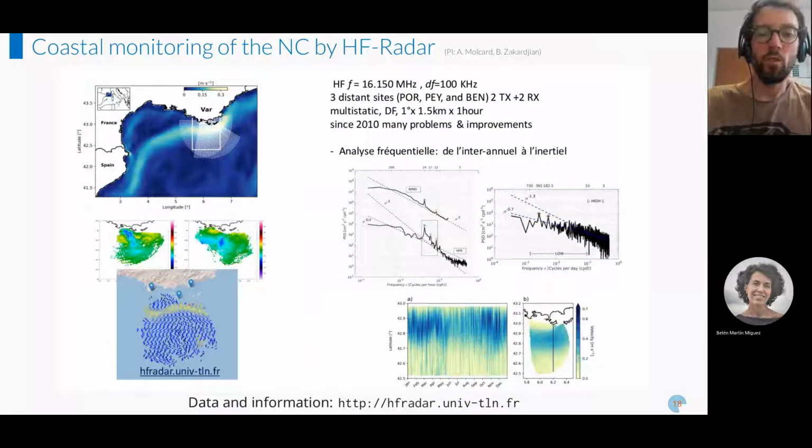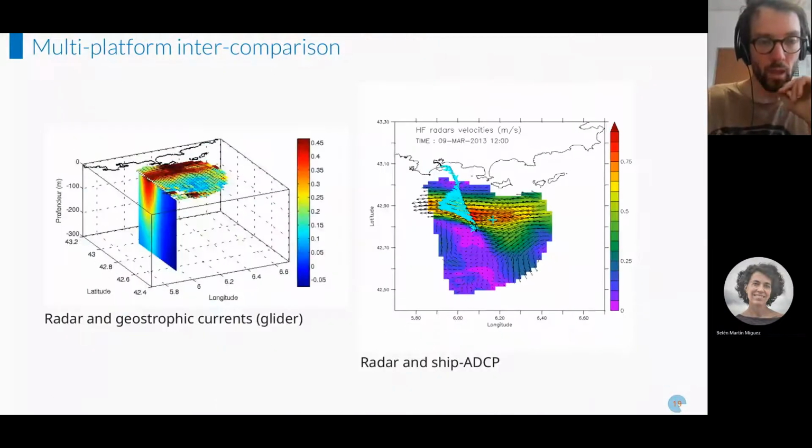And as you can see, it resolves scales from sub-inertial periods to internal waves. So with all the data we have, we can see how the signal of the Northern Current evolves at very short scales or at seasonal to interannual scales. And as we have all these platforms working together, we can also compare them.